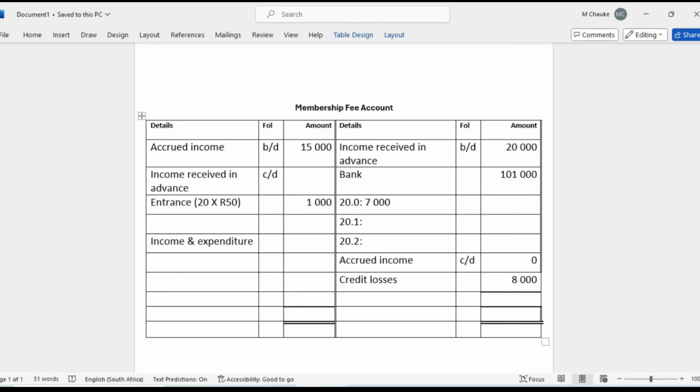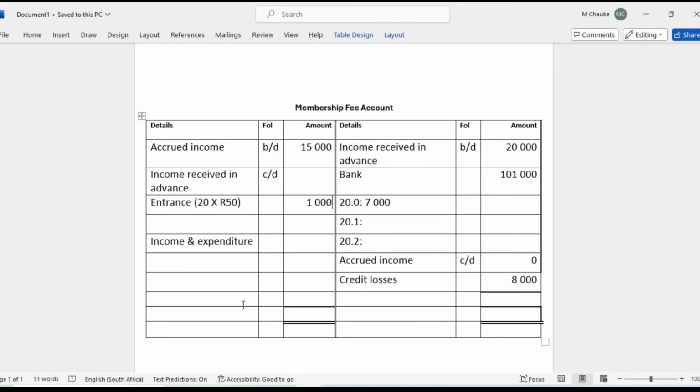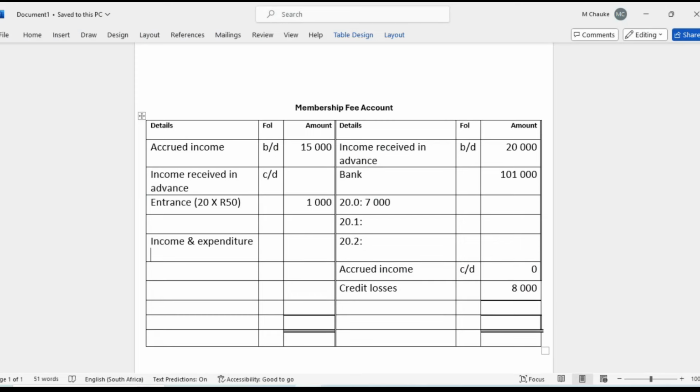In the question, they're saying the club had 190 members at the end of the current year, right? So it means we have to come this side. Let me open brackets there and say 190 multiplied by, and then they said the membership fee per member is 500, remember? And now, how much is our income and expenditure?